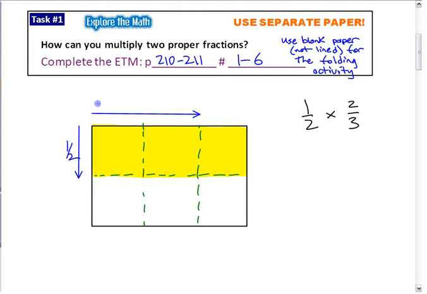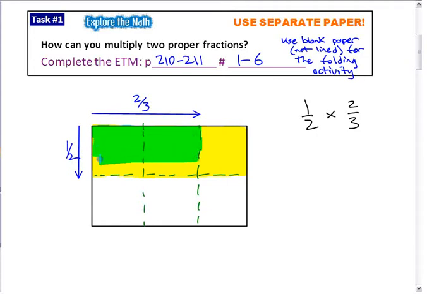Okay, I know you're still folding there, but have a look up here. If that whole distance was 1, how long is that arrow? 2/3. Okay? I'm going to shade the other way here. I'm going to shade 2/3. Okay? This way I'm shading 2/3.